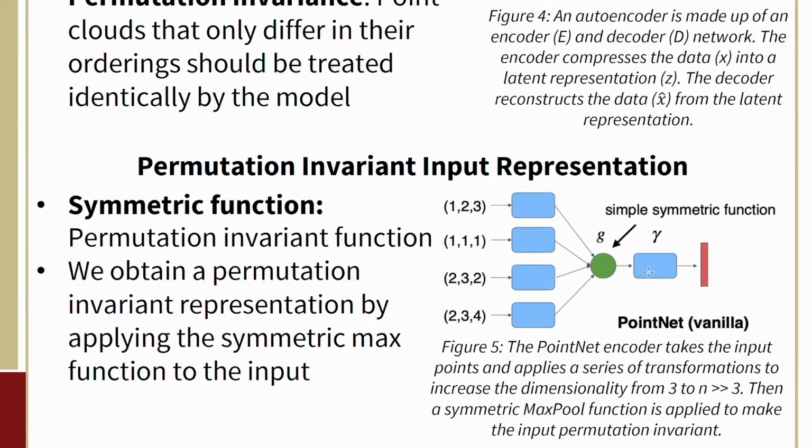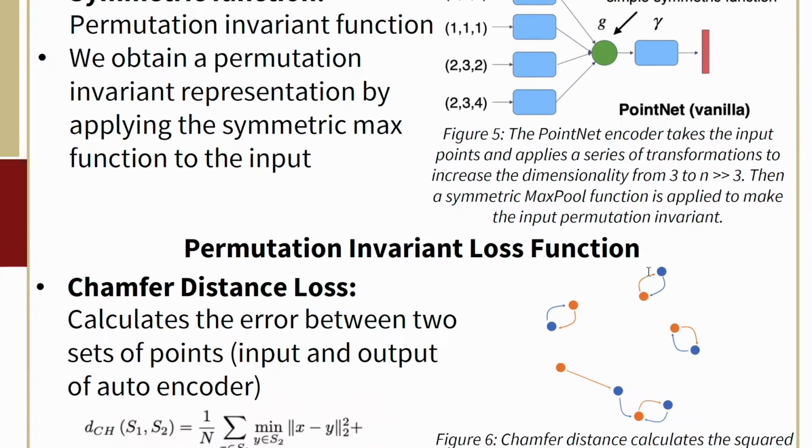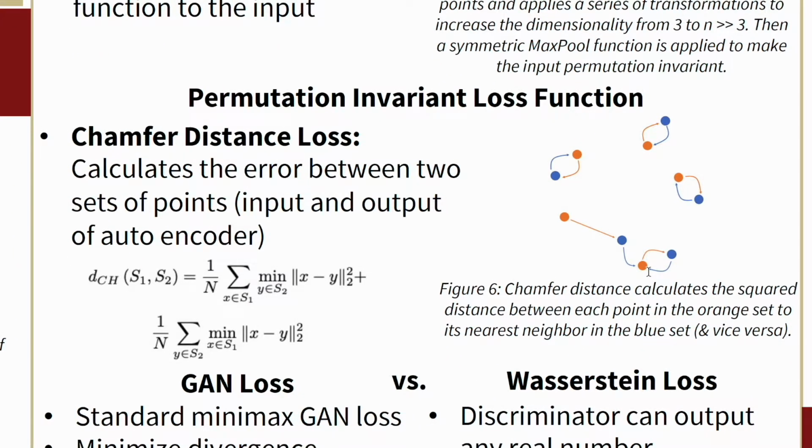So first of all, PointNet transforms the point clouds into a permutation invariant input representation before it runs the encoder network. This permutation invariant input representation is obtained using a symmetric function. A symmetric function is a permutation invariant function, and specifically what we do is we apply the symmetric max function on our input point cloud and use the output of this max function as the permutation invariant input representation. Now, second of all, we also obtain permutation invariance by using a permutation invariant loss function.